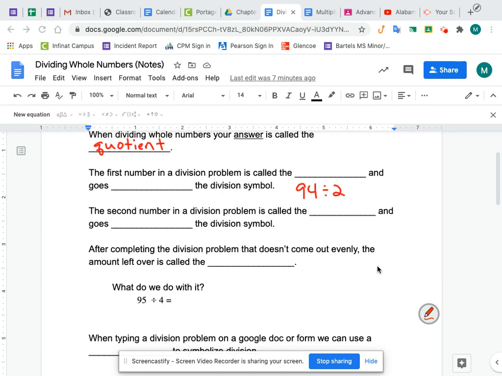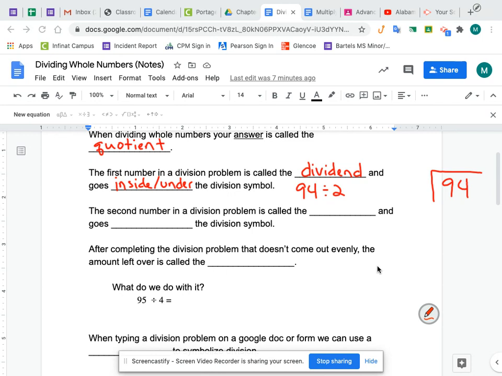The first number in the division problem is called the dividend, and that goes inside or under the division symbol. And the division symbol I'm talking about is that right there. And so 94 is going to go inside. And I'll probably actually say inside the house or garage or something like that, just to remind you that that's going underneath or inside of that division symbol.